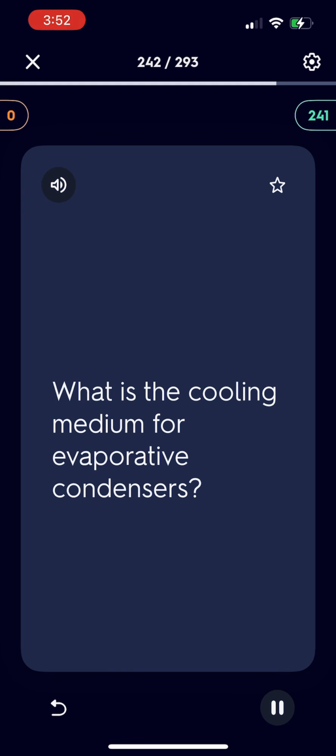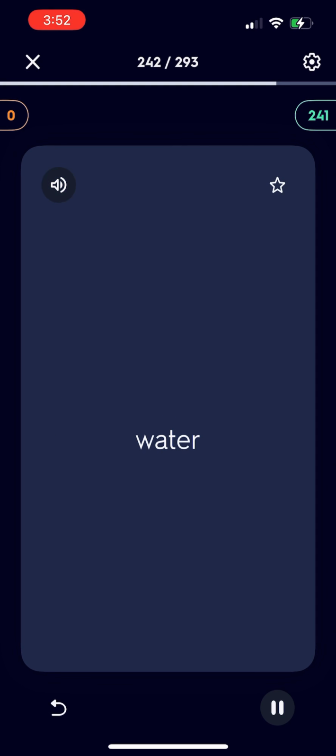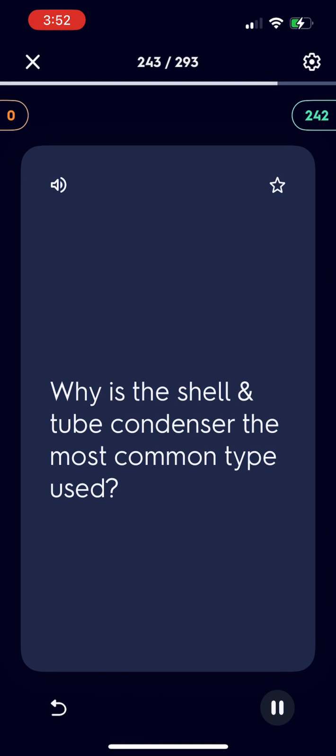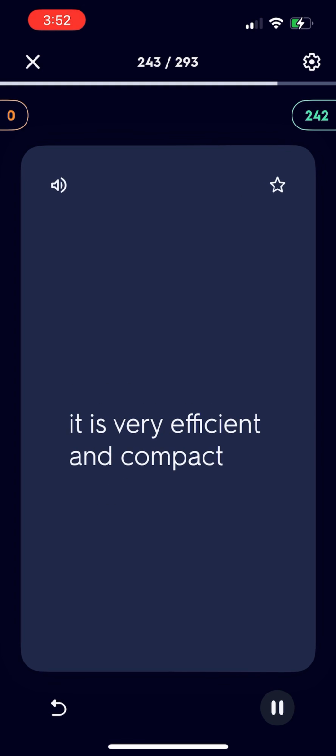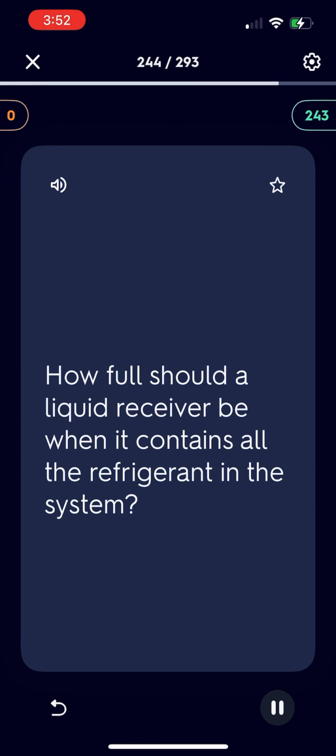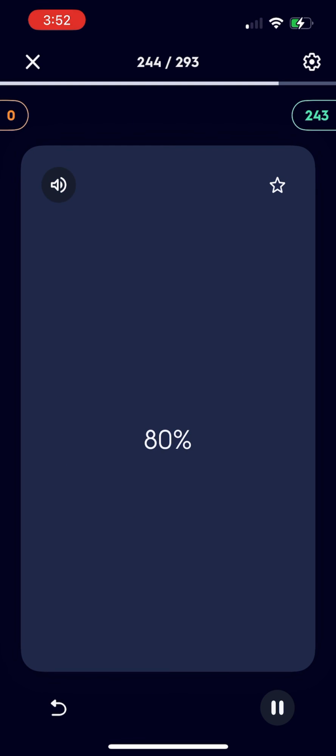What is the cooling medium for evaporative condensers? Water. Why is the shell and tube condenser the most common type used? It is very efficient and compact. How full should a liquid receiver be when it contains all the refrigerant in the system? 80%.